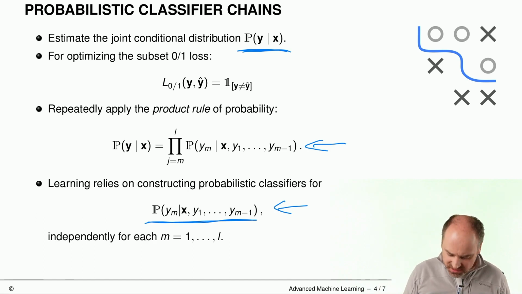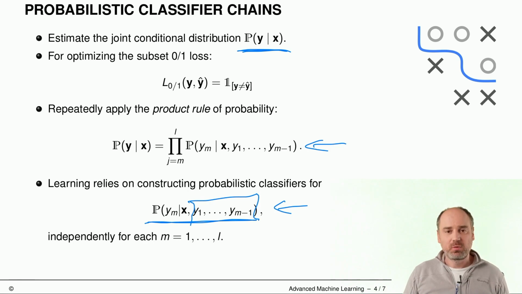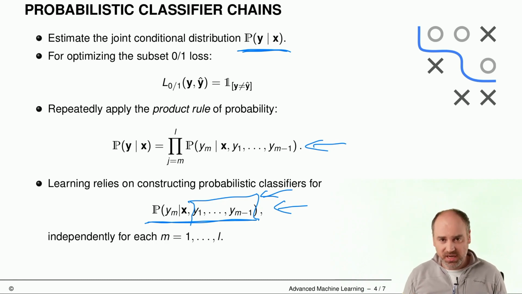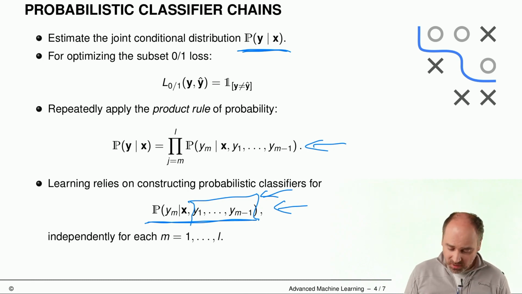But what about this conditioning? We will give that probabilistic classifier also the targets y1 to ym minus 1 during training. And it's an interesting question whether we give the classifier access to the true labels or to estimated labels, maybe from cross-validation. The second might be a bit more robust and realistic, because during prediction time, we will enter here the predictions from the previous systems in that chain.